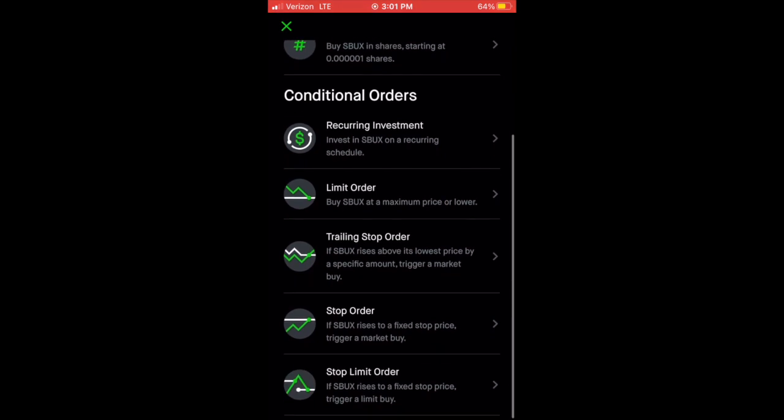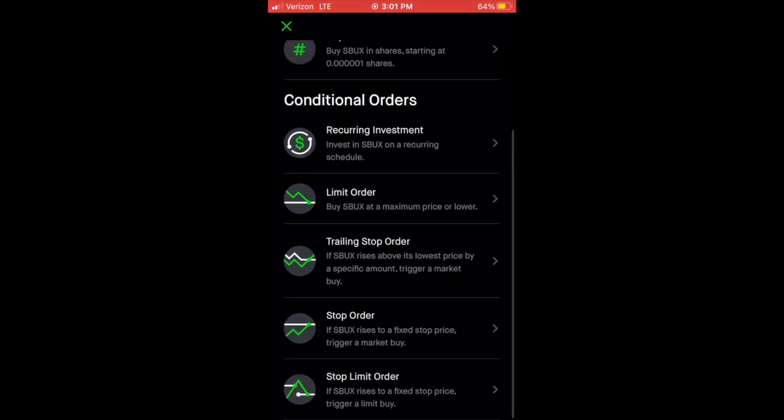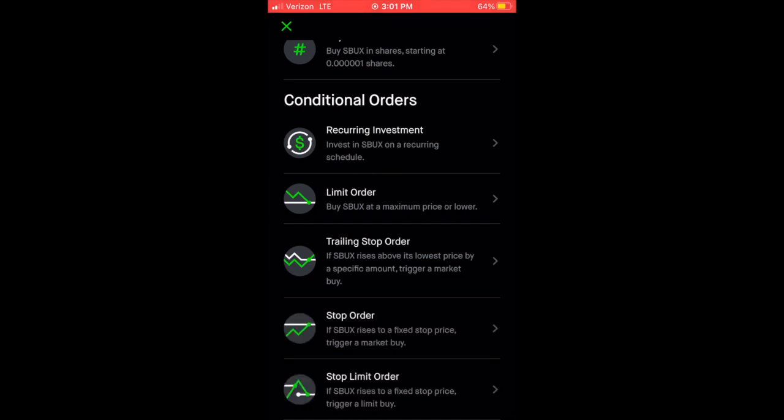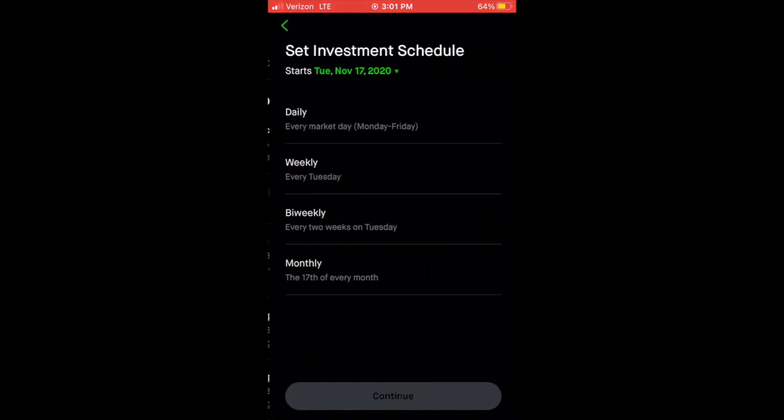Now down here, we see our conditional orders. Now a conditional order is, I want to buy this stock, but under these terms, under this specific condition. It's basically not a right then and there purchase. It's a special type of purchase. So the first one that we see there is a recurring investment. Now this is a pretty standard thing. Think of making an automatic transfer from your checking account to your savings account. A recurring investment is very similar.